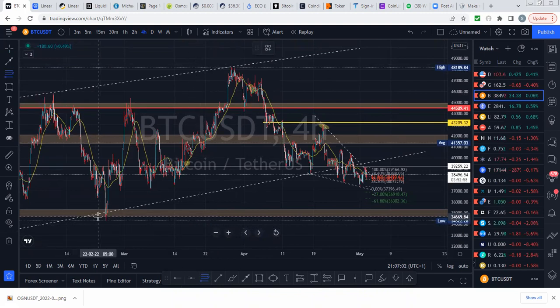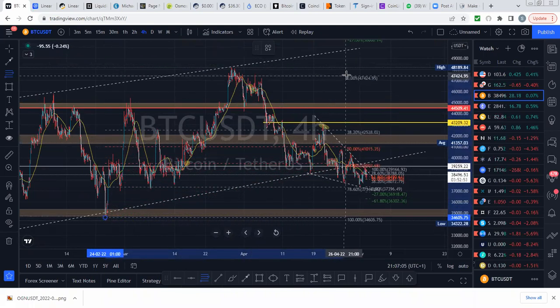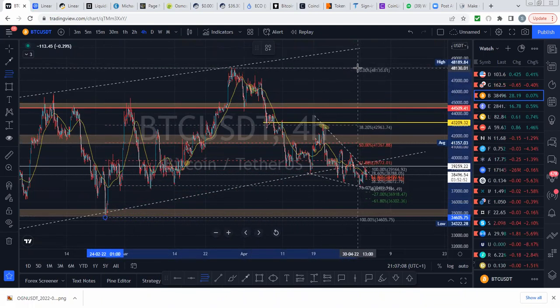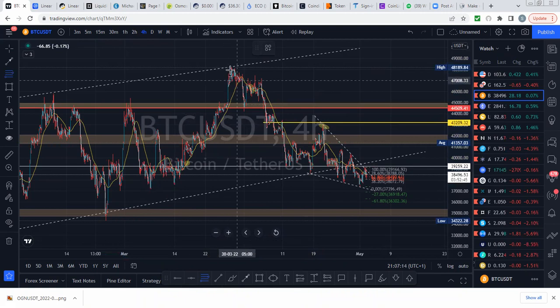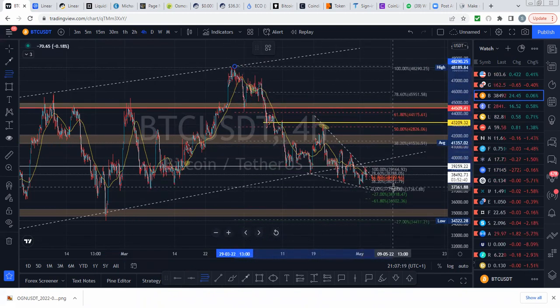Now I said if you are going uptrend, you measure from the low to the highs. If you are going downtrend, you measure from up, the highs, to the lows.